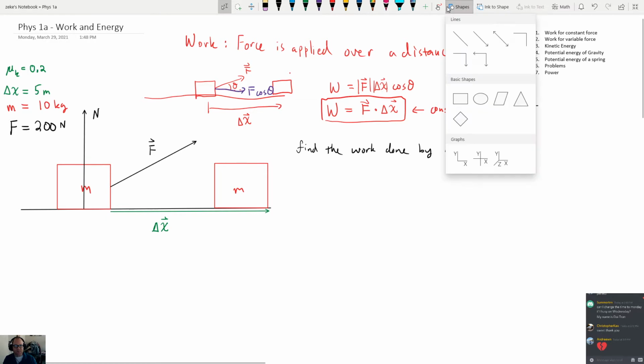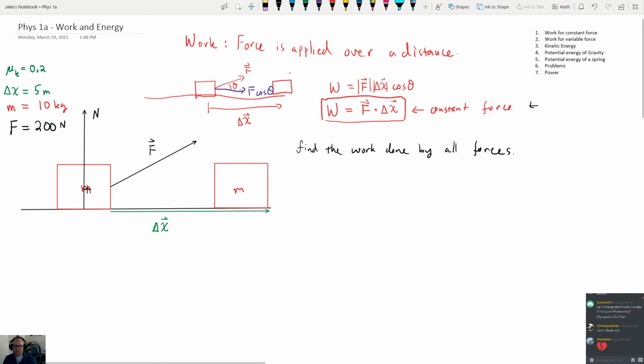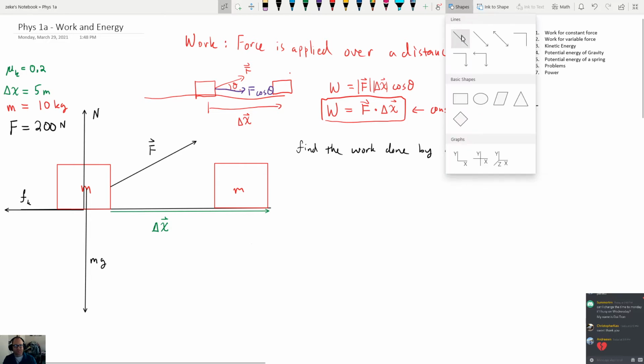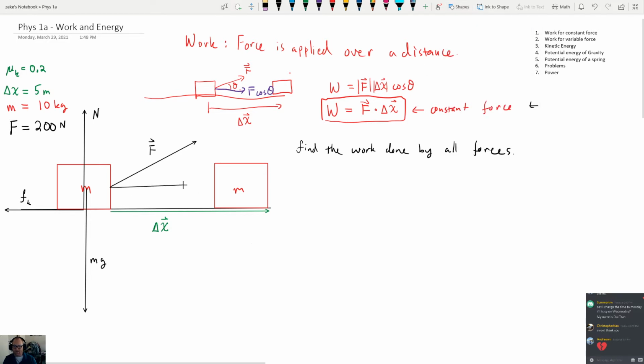There's going to be a weight pulling down on the box. And there's going to be a friction force going back this way. And so we want to find the work done by all these forces, and I realized there's something else I left out, which is we are also going to need the angle right here.